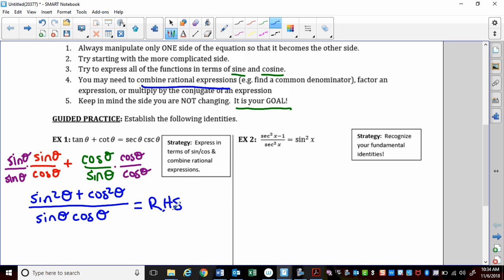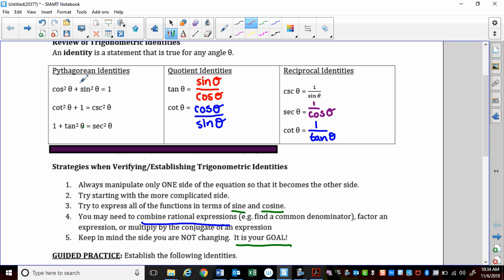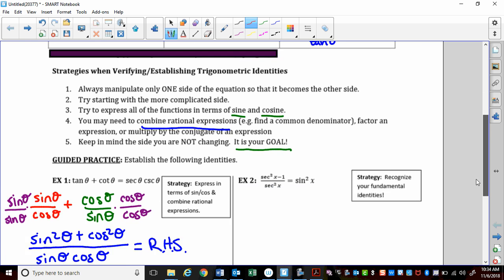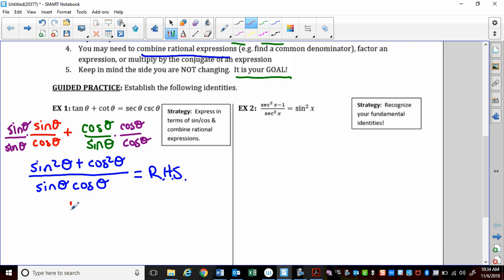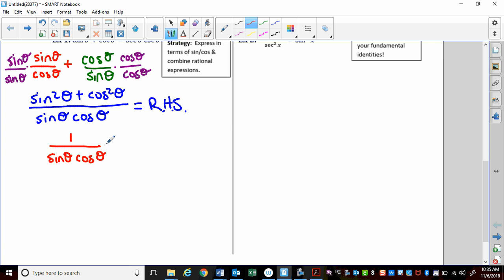Okay, so we know because of our Pythagorean identity that cosine squared plus sine squared equals 1. So sine squared plus cosine squared is 1 over sine times cosine. So I can separate these to be 1 over sine times 1 over cosine. If I multiplied these together, it'd be 1 over sine times cosine, right? That's what we would have. So I'm just separating them so that you can see how I'm getting the right-hand side.